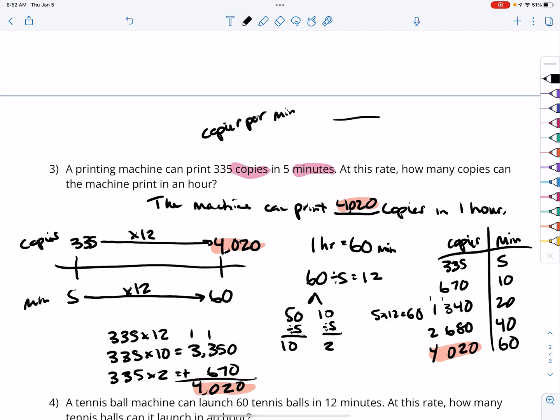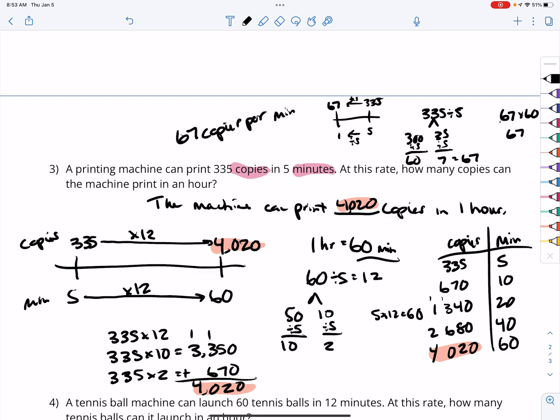So I guess I'm going to see if I can do that work up here. So if we know 5 minutes, we want to try to get to 335. We are going to have to divide by 5. So 335 divided by 5. Well, that's 300 divided by 5, which is 60, and 35 divided by 5, which is 7. And so that is going to be 67. So it can print 67 copies per minute. And if there's, back to this, 60 minutes in 1 hour, I now need to do 67 times 60.